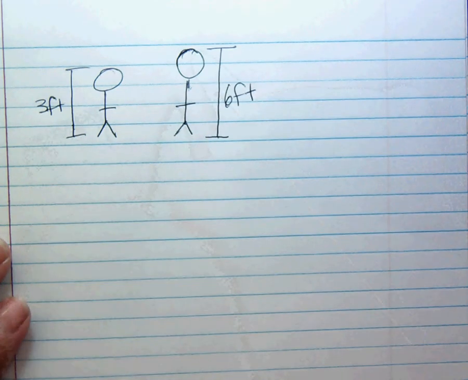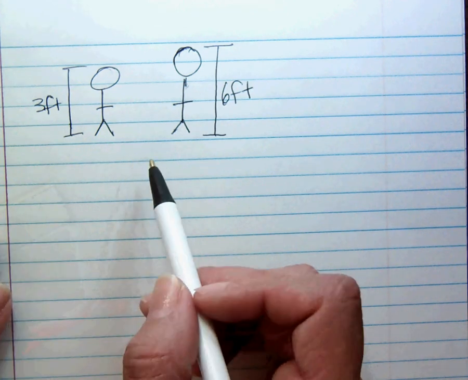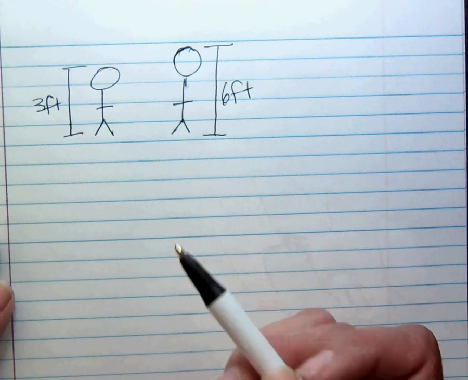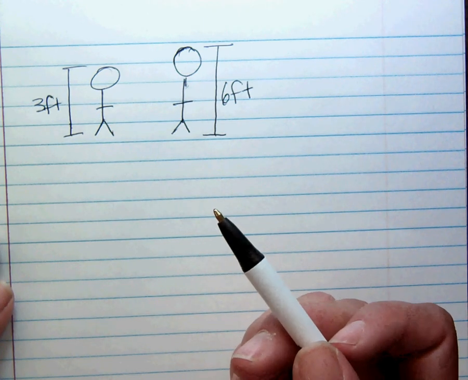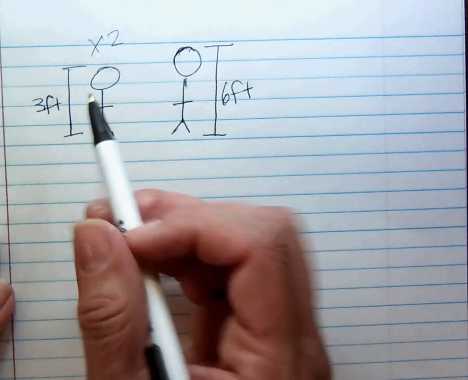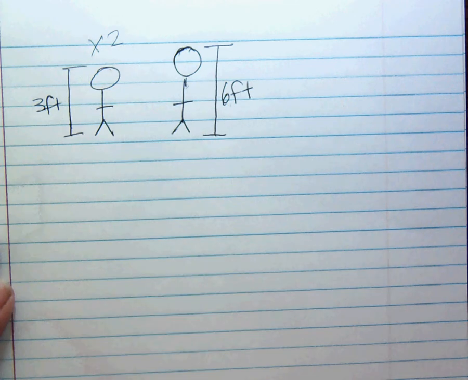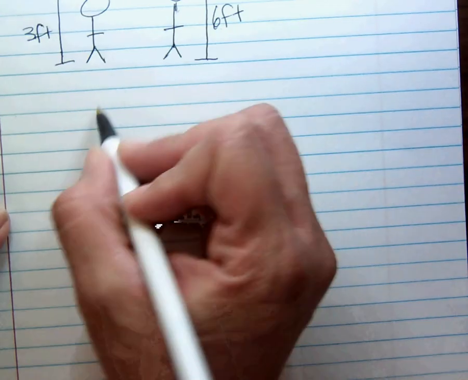All right, tell me, how many times bigger is this guy to the other guy? Help me out. How many times bigger? I hear 2 and I hear 3. Is it 2 times or times 3? 2. It's 2. 3 times 2 is 6. So my scale factor right there is 2. Are we good there? All right.